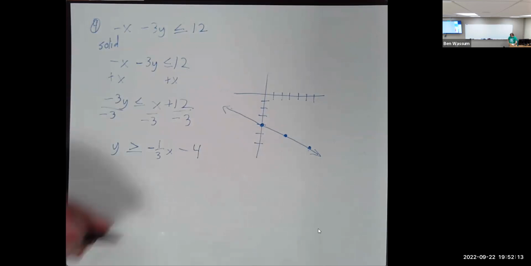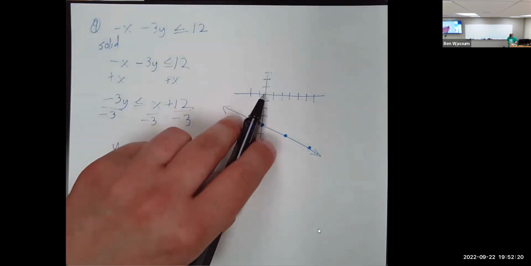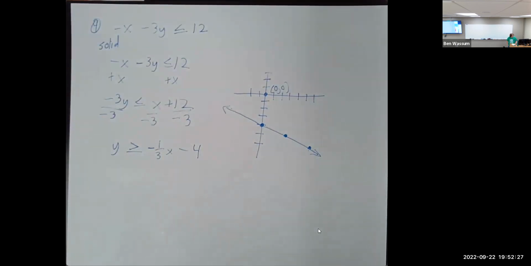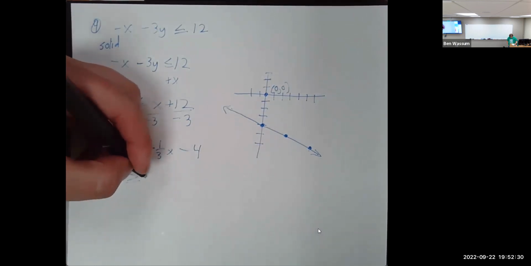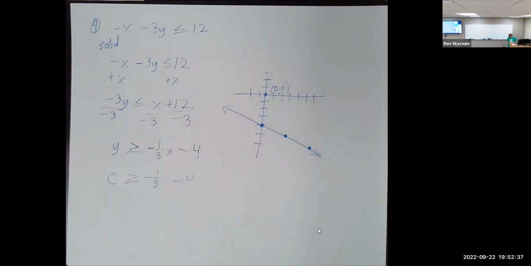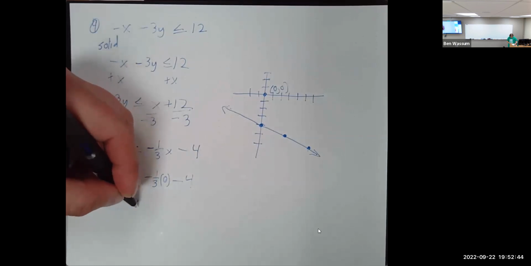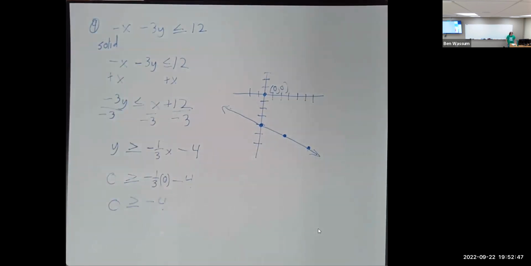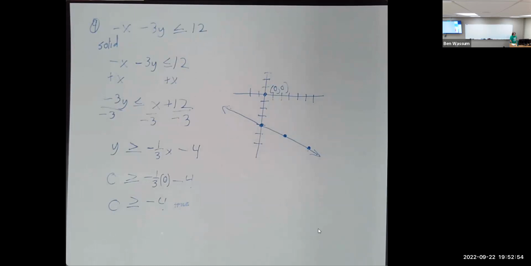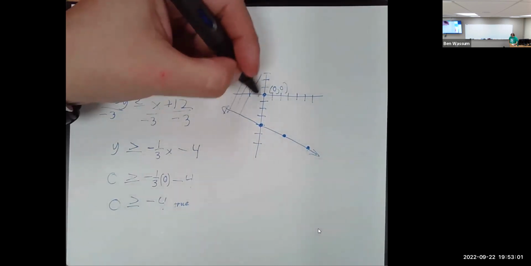And we can pick any point we want on either side of the line. It doesn't have to be below it. All the ones we've done so far have been below, but you can still use anything up here, like our 0, 0. And you would have 0 is greater than or equal to negative 1/3 x minus 4. Oops, not x, that's a 0. So that would be 0 is greater than or equal to negative 4. Well, that's true, right? 0 is above the negatives. So if that's true, then the whole side is true. So we shade that whole side.